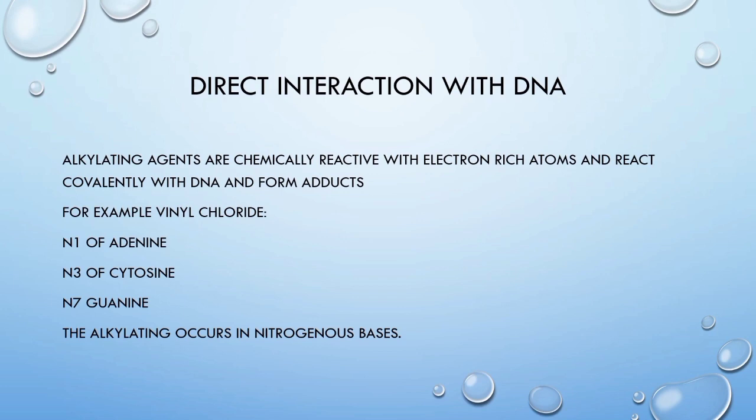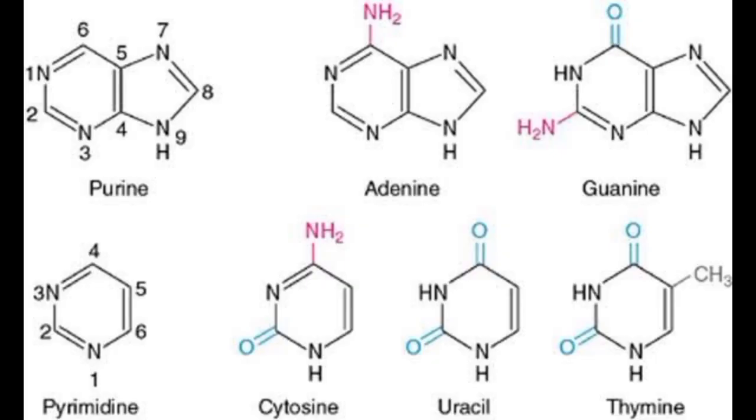Now, there are some nitrogenous bases that have vulnerable sites for these alkylating agents. For guanine, it is N7 and O6. For adenine, it is N3 and N7. A quick way to remember it is that adenine and guanine are purines. Now, we have an example of an alkylating agent, vinyl chloride. Vinyl chloride is seen to react actively with N1 of adenine, N3 of cytosine, and N7 of guanine.